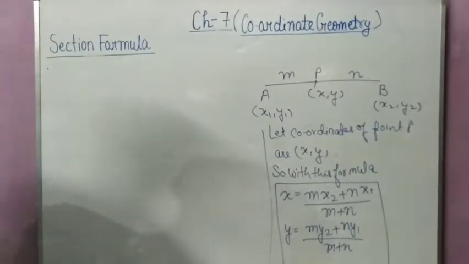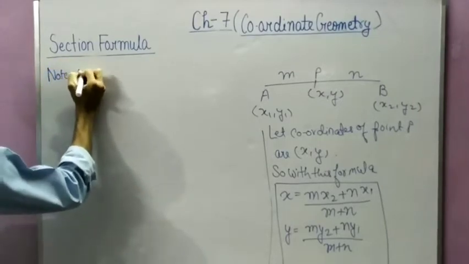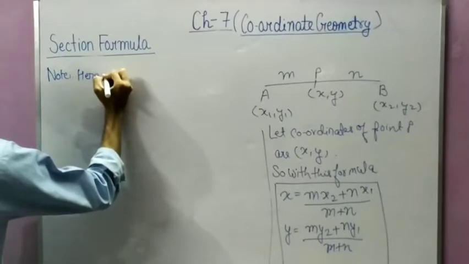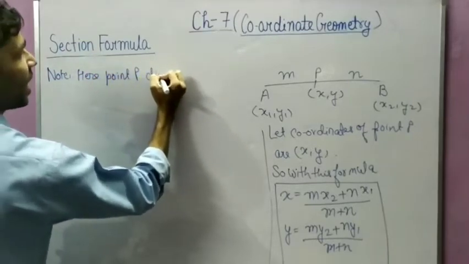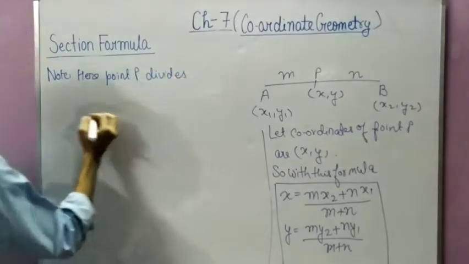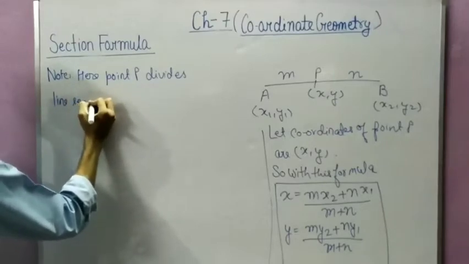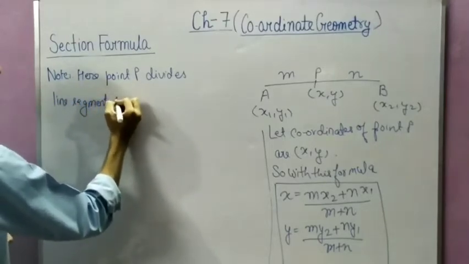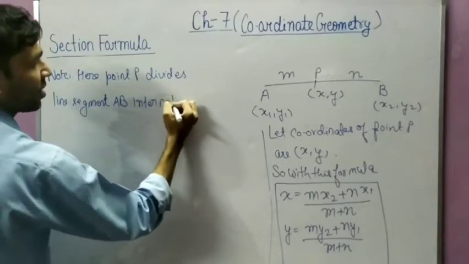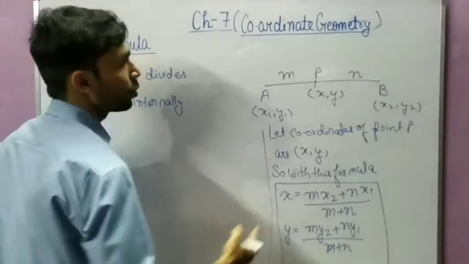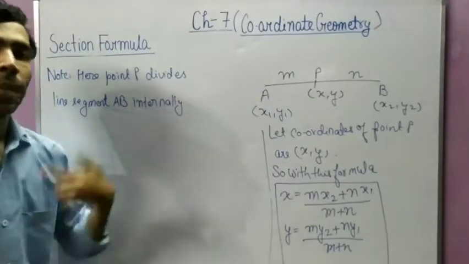So नोट में क्या ले सकता हूं मैं? नोट में, here point P divides line segment AB internally. Okay, because this point P is lying between A and B, so that's why it divides the line segment internally. मतलब अंदर डिवाइड कर रहा है, बाहर नहीं. ठीक है.